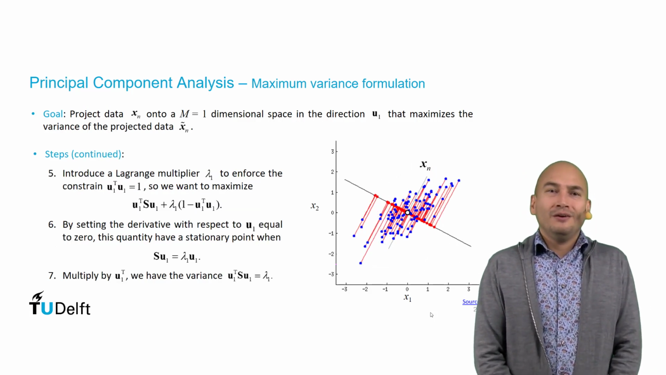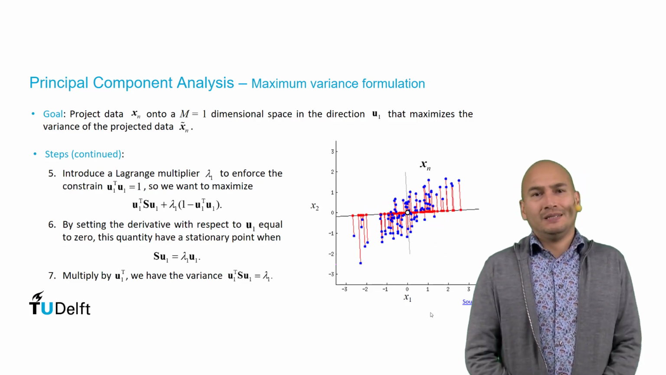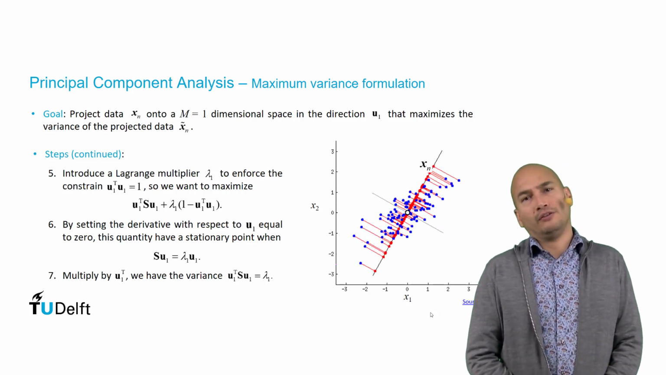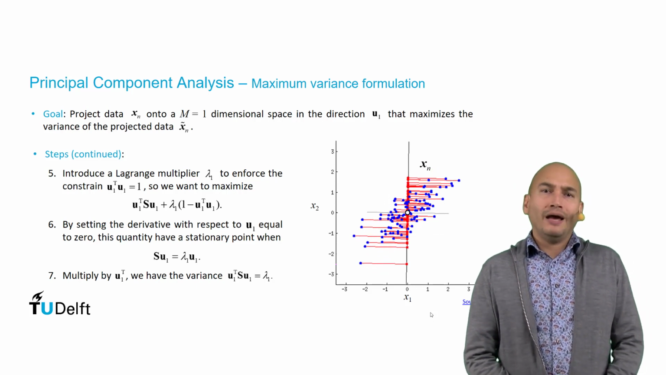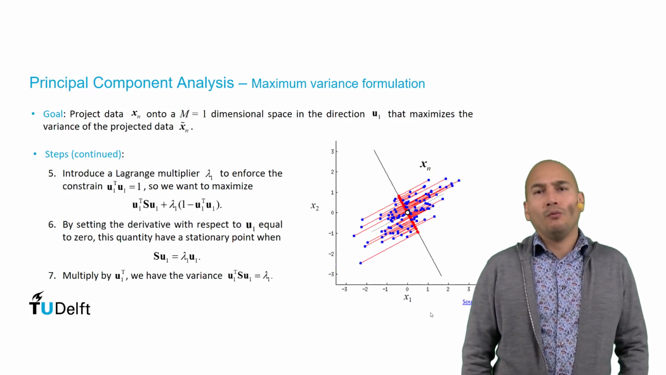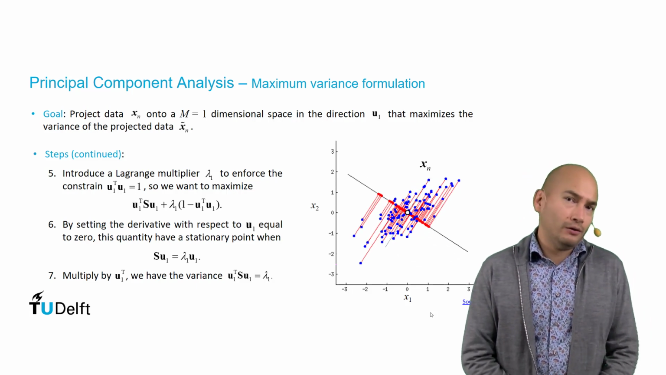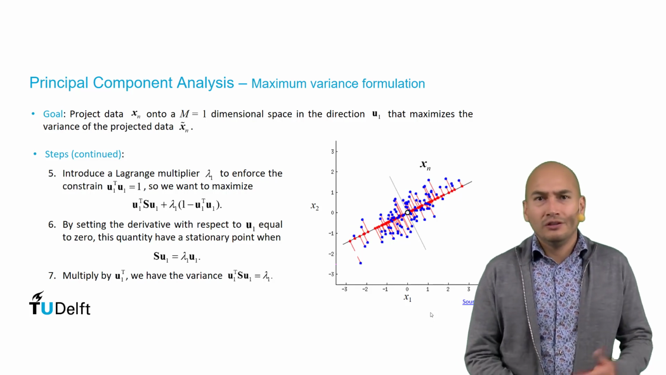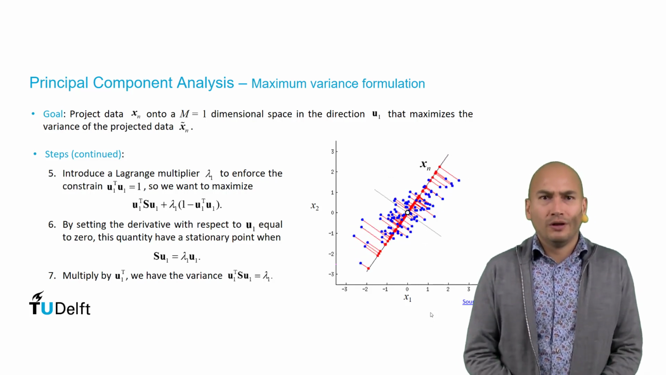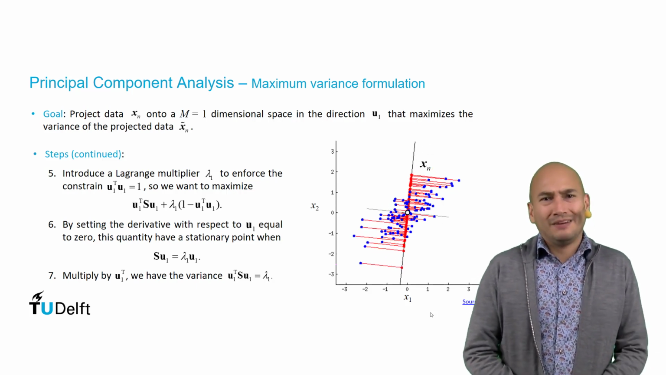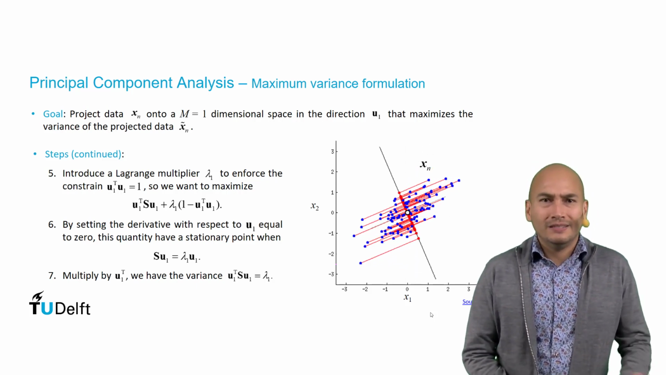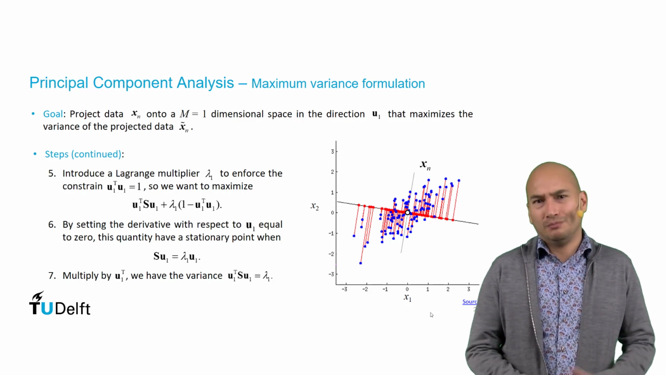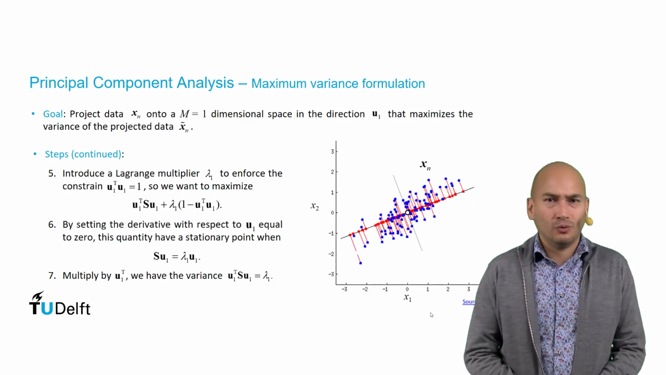To solve this problem, we need to introduce a Lagrange multiplier lambda 1 in step 5 to enforce the constraint that u1 is a unit vector. Now we want to maximize the projection variance plus lambda 1 multiplied by 1 minus the transpose of u1 multiplied by u1. In step 6, by setting the derivative with respect to u1 equal to 0, this quantity in step 5 has a stationary point when the equation holds. In linear algebra, when this equation holds, it means that u1 is an eigenvector of S. And finally, in step 3, we multiply both sides of the equation by the transpose of u1, and we have the variance equal to lambda 1.